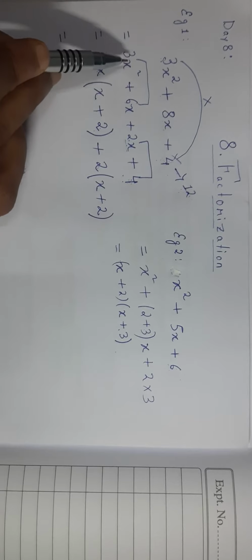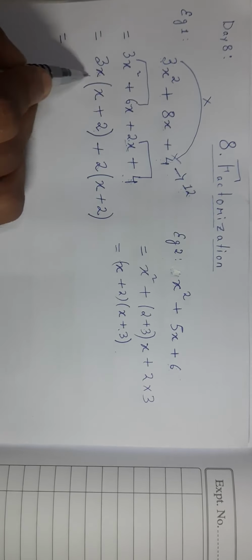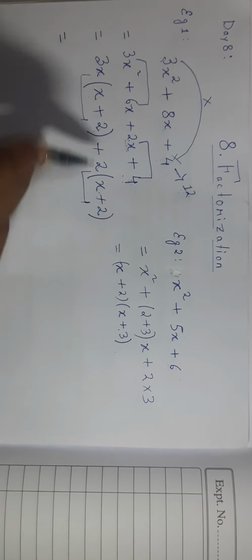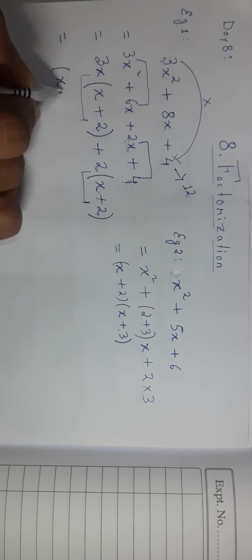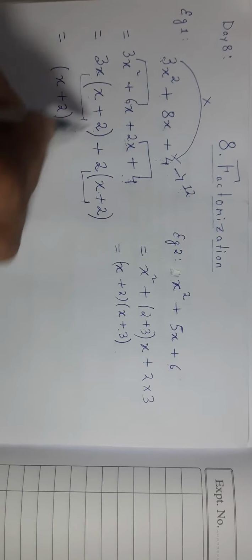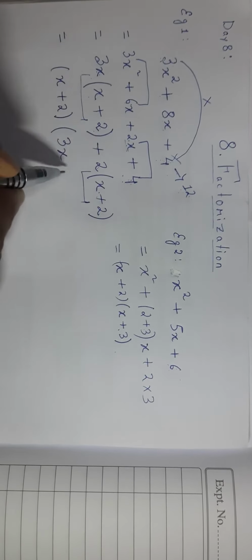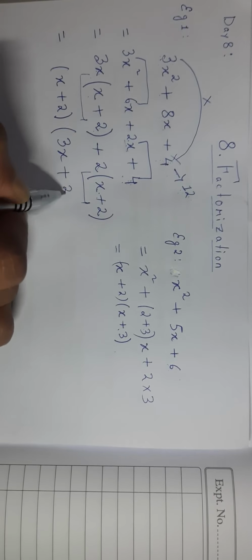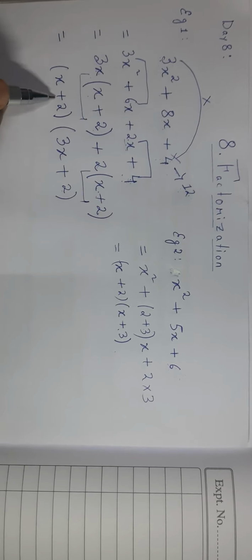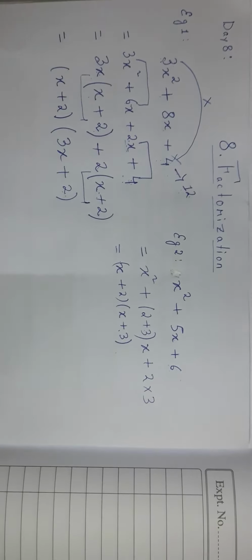Now, out of these 4 terms, we have converted this into 2 terms. This is the first term and this is the second term. Out of these 2 terms, once again I can take x plus 2 common. When I take x plus 2 common, I am left with 3x from the first term, then plus, and then 2 from the second term. So this is the factor of this expression, 3x square plus 8x plus 4.